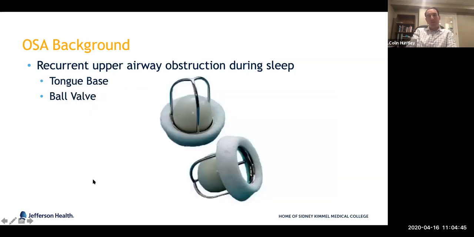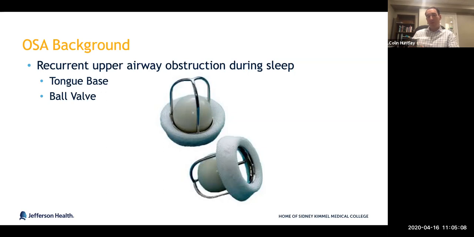The other area we see is the back of the tongue base, or the tongue in general. This has more of a ball valve type of collapse to it. So we all know about ball valving in airway obstruction lower down in the lung, so a foreign body within one of the bronchi having a ball valve effect. Same type of thing happens at the tongue base.